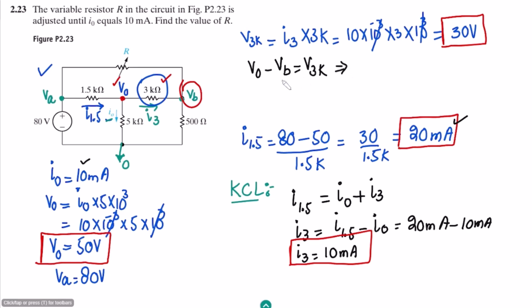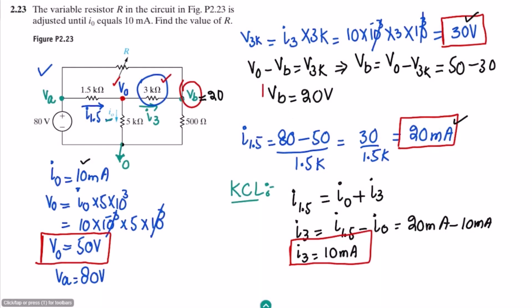Okay, so from it we only don't know this VB, so VB is equal to what? That is V naught minus V3K. The value of V naught is known, that is 50. The value of V3K is also known, that is 30. So from it the value of VB is 20 volts, which is here. Okay, so this is the 20 volts, and again this one is known.